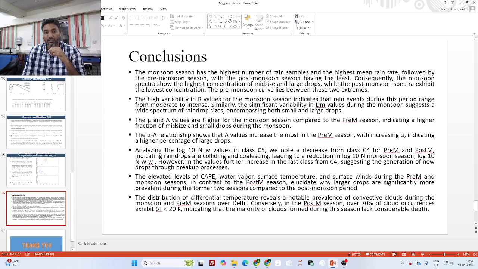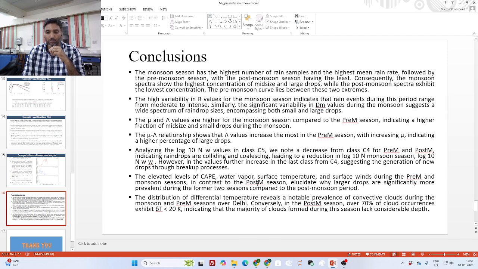The elevated levels of CAPE, water vapor, surface temperature and surface winds, which were not shown here, during the pre-monsoon and monsoon season, show very high values in contrast to post-monsoon. And that is why larger drops are significantly more prevalent during the former seasons. Because high surface winds evaporate the small drops, and high surface temperature also evaporates the small drops. So you find more fraction of large drops during the pre-monsoon and monsoon.